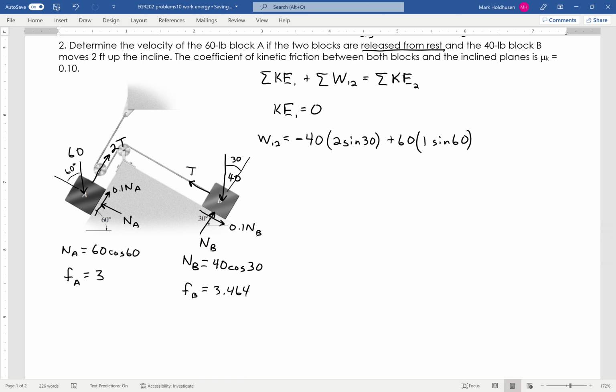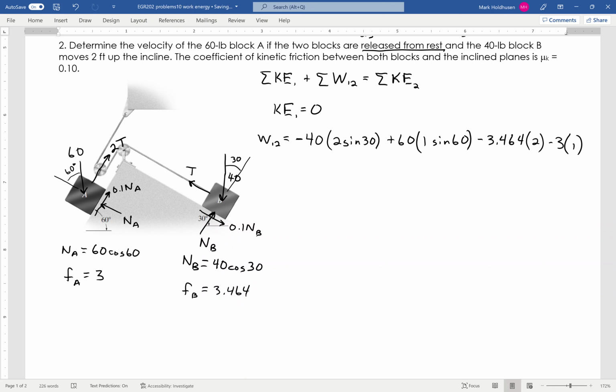Then I've got my frictions. Frictions are always going to be negative because they're opposing the motion. So on block B, I have my friction of 3.64, and that occurs over 2 feet, because it moves 2 feet. Friction and that motion are in opposite directions, but there's no sine or cosine I need to worry about there. Similarly, A is going to be negative. It's going to be 3, but it only moves 1 foot. So the friction done on A is just negative 3 times 1.